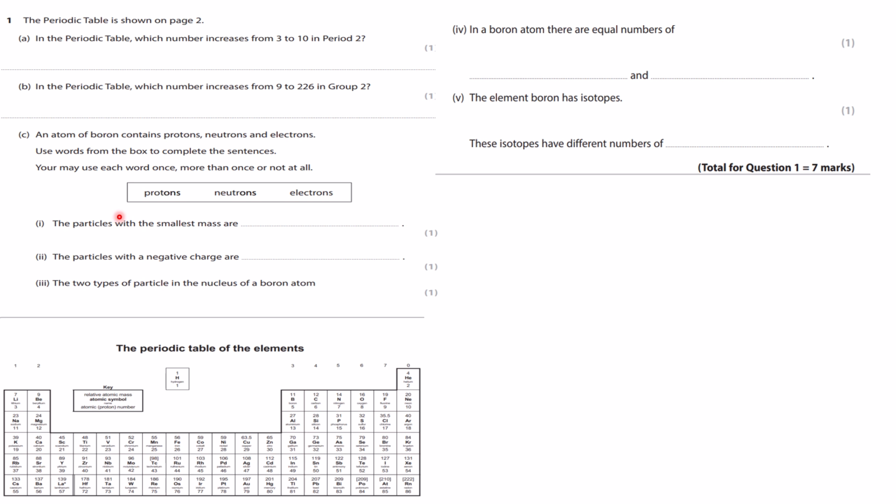All right, so I hope that you paused the video and tried these questions. Now we're going to run through them. Number 1 says the periodic table is shown on page 2. I tried to put a copy here, but you can also just Google it. It says, in the periodic table, which number increases from 3 to 10?